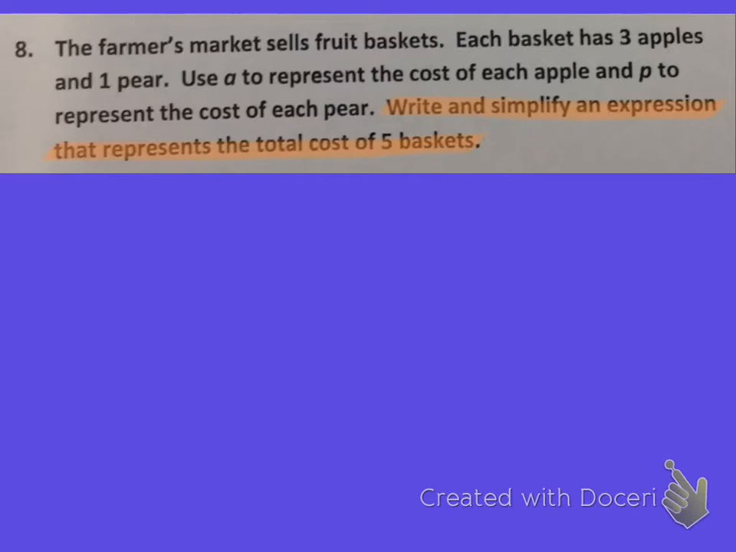So in this problem, they say that there are 3 apples and we're using A to represent apples. We are also told that there is 1 pear and we are using P to represent the cost of each pear. So you need to write and simplify an expression that represents the total cost of 5 baskets. I'm going to ask you to do this one on your own, and we will check it together in class and see how you did.